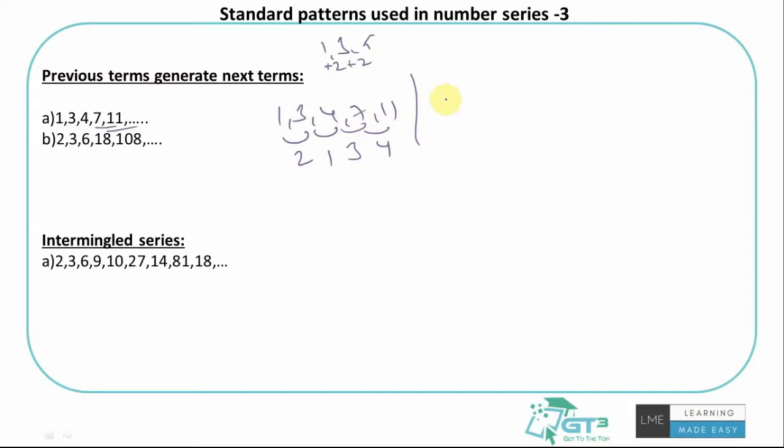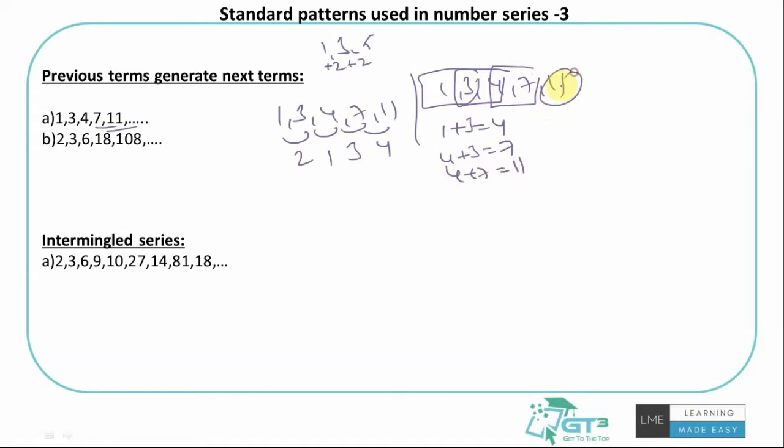What is the other thing that you should check? This 1, 3, 4, 7, 11. What is 1 plus 3? Is 4. What is 4 plus 3? Is 7. What is 4 plus 7? Is 11. You see this? So the two terms are added to find the next term. So what should be my next term? 11 plus 7. That's 18 would be my next term in this series. Right? Sometimes it could be 3 terms that are being added, or it could be subtraction of 2 terms.